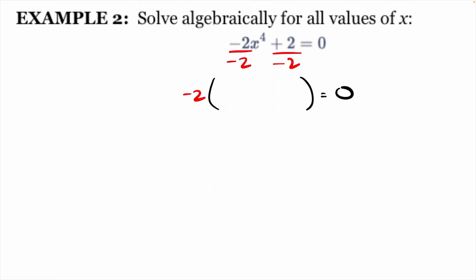Divide. Negative 2 divided by negative 2 makes 1, x to the 4th. Negative 2 goes into positive 2 negative 1 time.